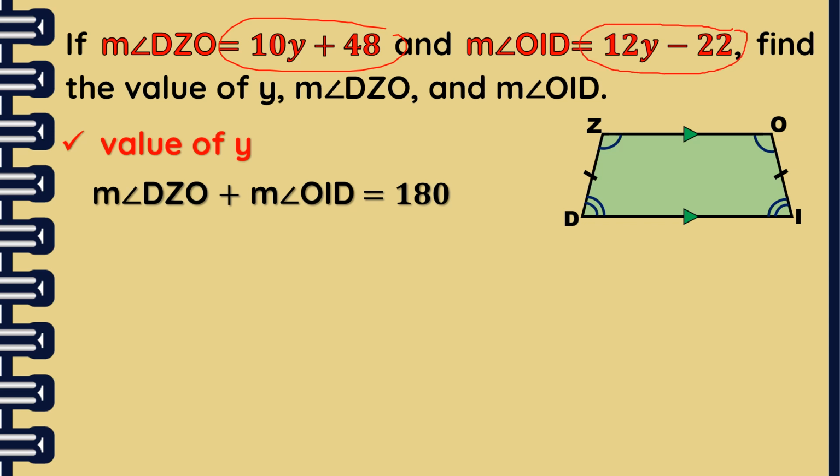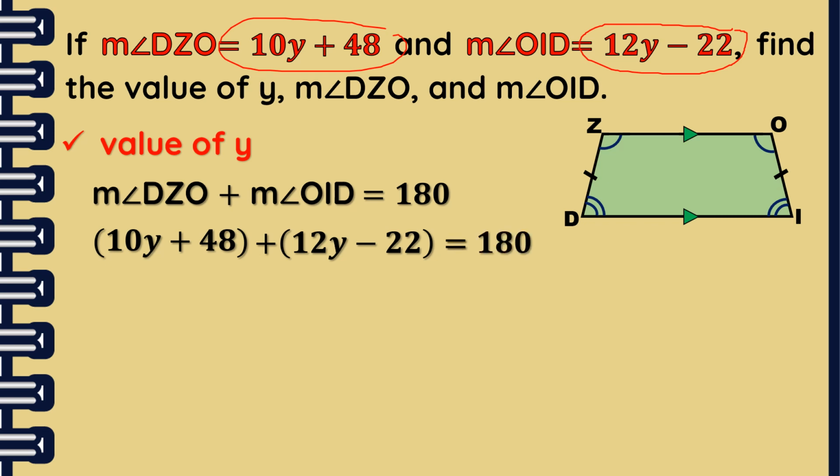By substitution, we have angle DZO is 10y plus 48, and angle OID is 12y minus 22, and we equate it to 180.